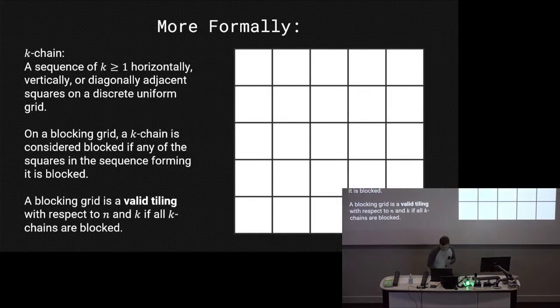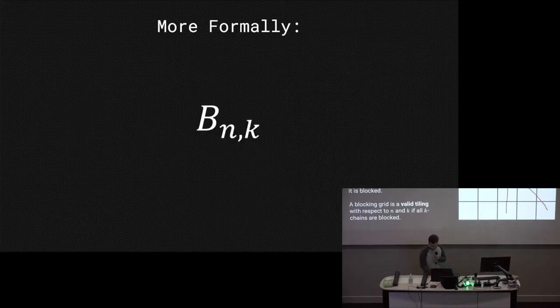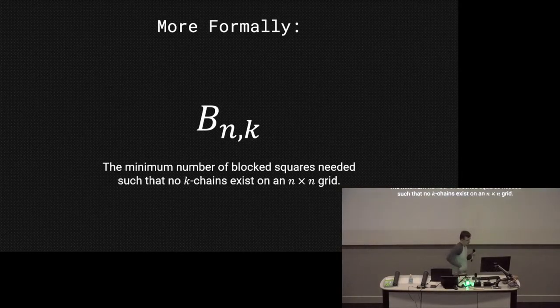So if I get my pen out here, nice and fancy, say it was a 4-chain on a 5x5 grid, that would be horizontal. Here's one that happens to be diagonal, and here's one that happens to be vertical. These are all k-chains. And we let B_n,k be the minimum number of blocked squares needed such that no k-chains exist.